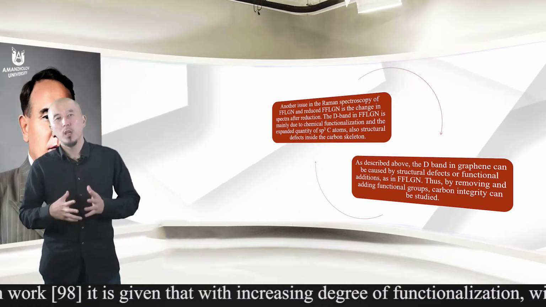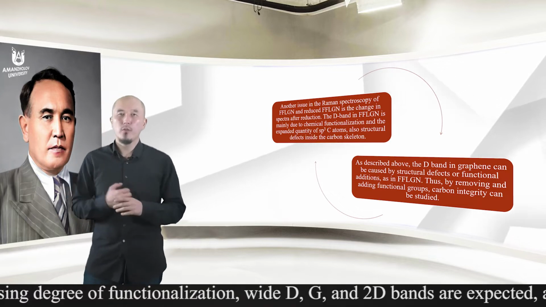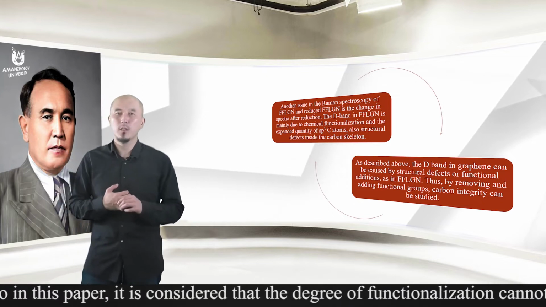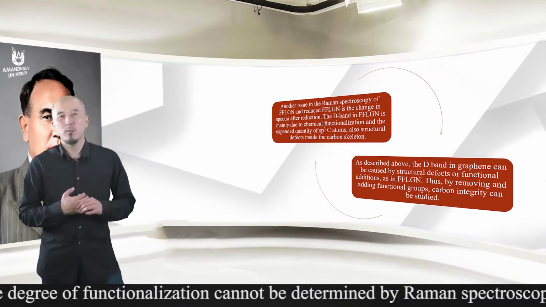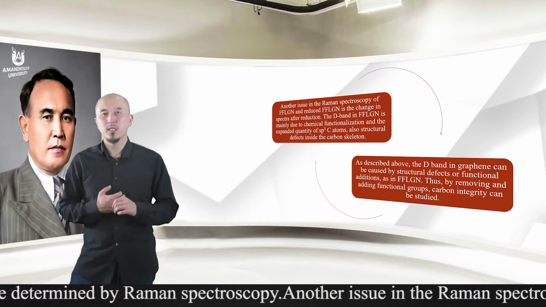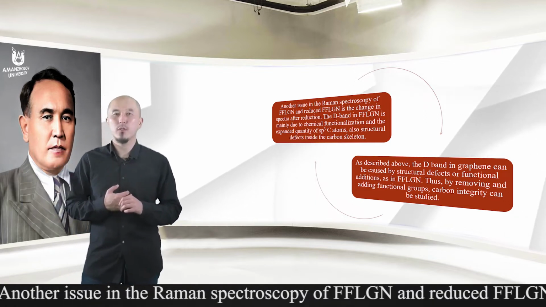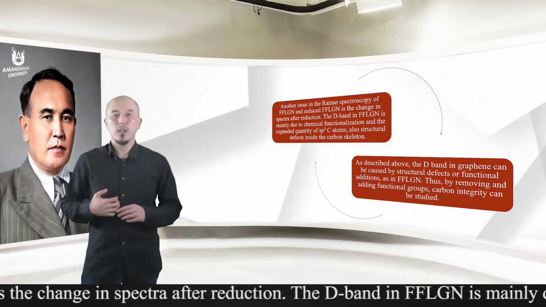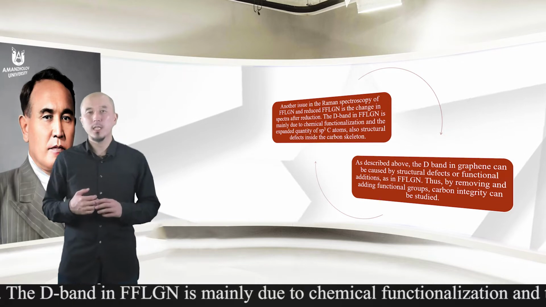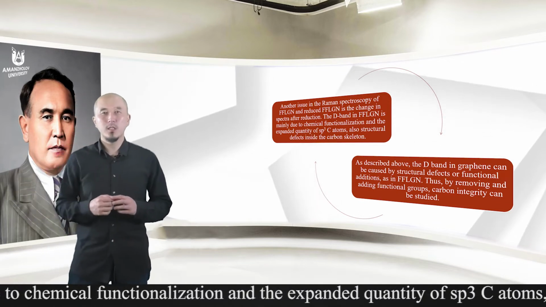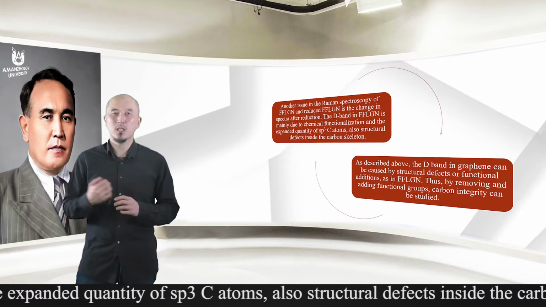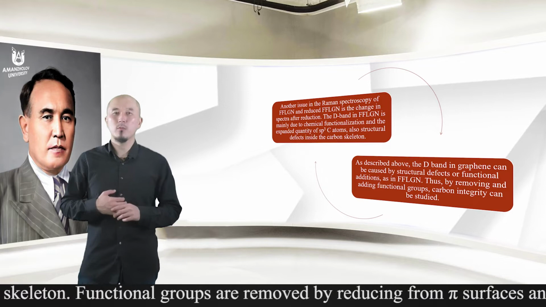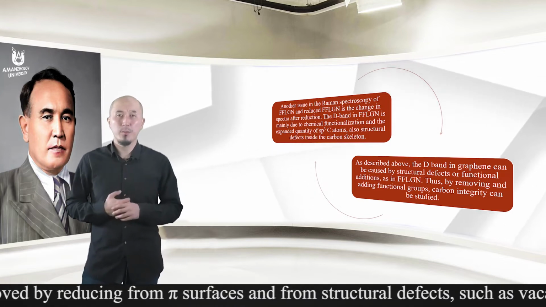This shift may be due to doping effects, with the result that doping will affect the shifting of the G band. The D, G and 2D Raman scattering bands are the basis of characterization of the reduced FFLGN and determining the density of defects. In one work, it is given that with increasing degree of functionalization, wide D, G and 2D bands are expected. Also in this paper, it is considered that the degree of functionalization cannot be determined by Raman spectroscopy.